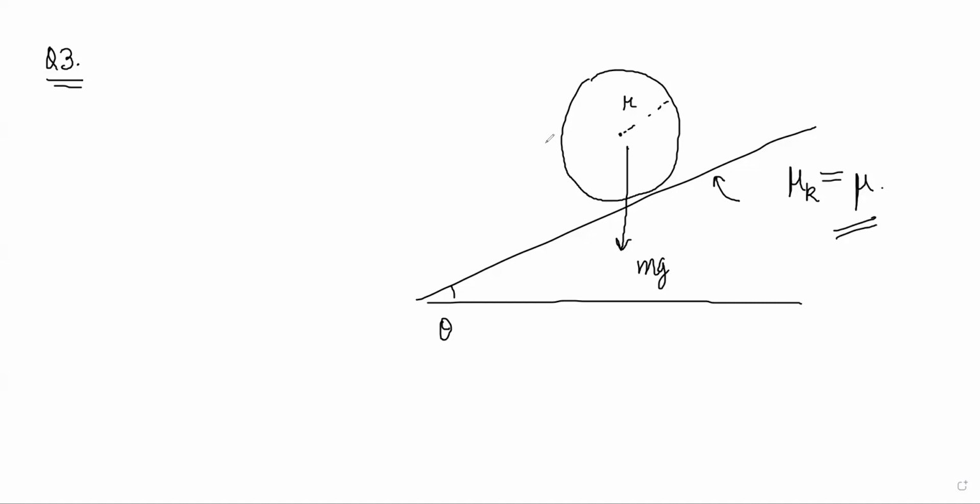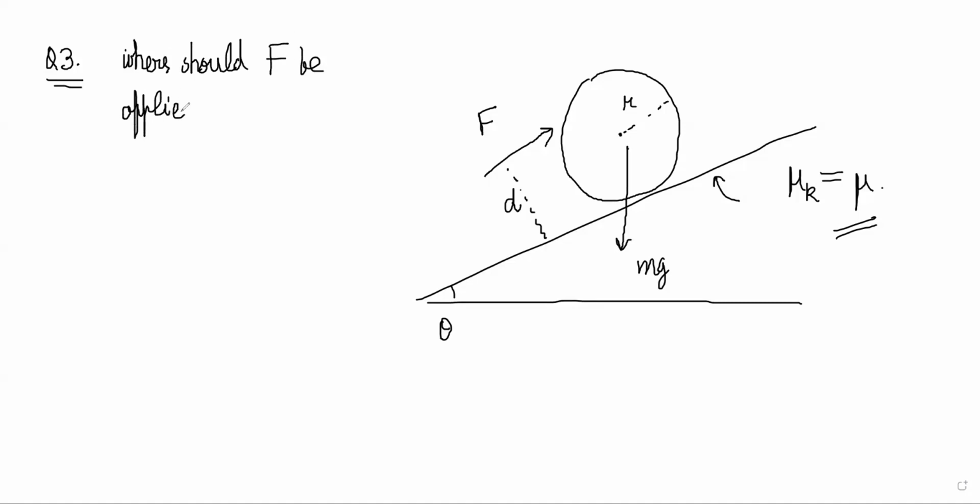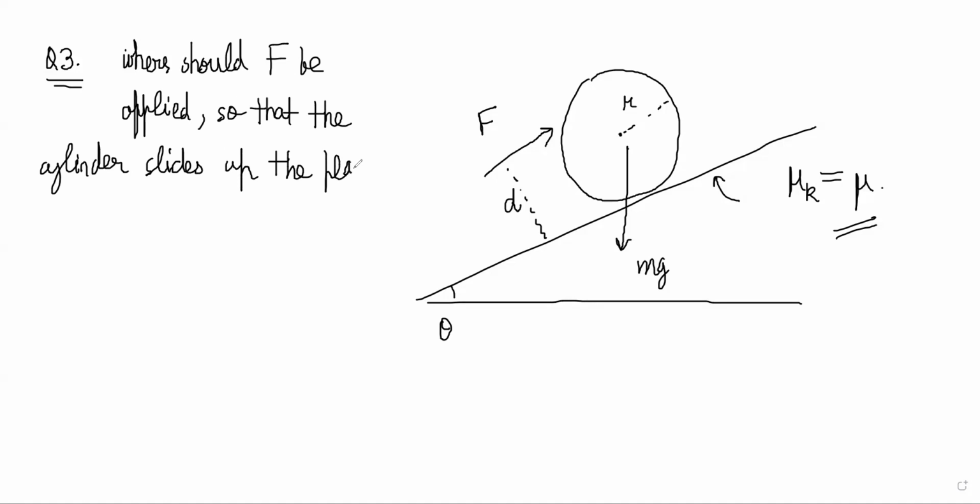Now the question being asked is, where should a force capital F be acting on the cylinder, at what distance d above the inclined plane, so that the cylinder slides up the plane without rotation? Where should F be applied so that the cylinder slides up the plane without rotation?